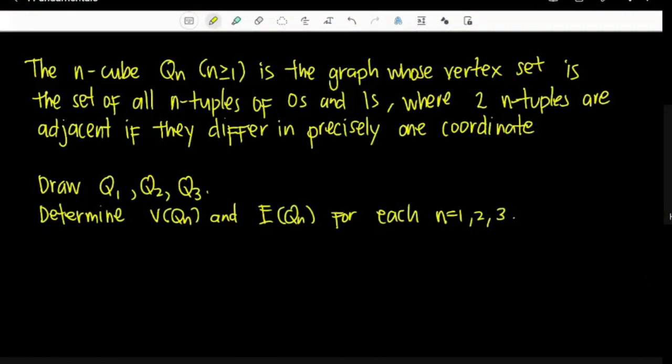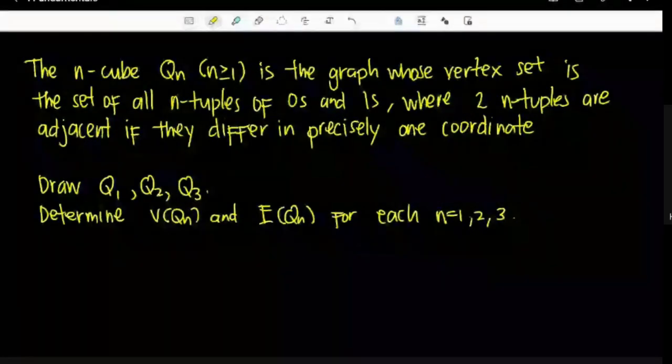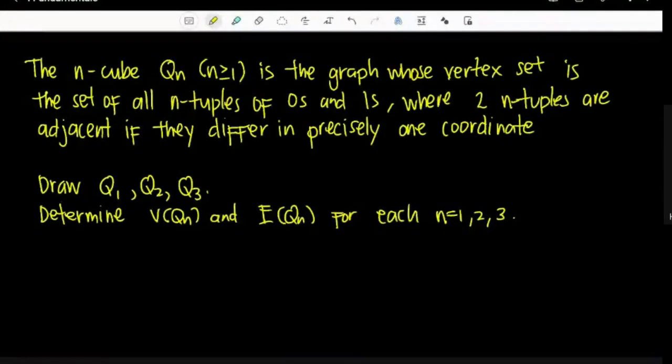An n cube. This is a very interesting graph. What is an n cube? Denoted by Q sub n. An n cube is a graph whose vertex set is the set of all n tuples of zeros and 1, where two n tuples are adjacent if they differ in precisely one coordinate. Okay. So, we're talking of n tuples. What are n tuples? Like this: X, Y, Z. That's 3 tuples. Or in a nicer representation, X1, X2, up to Xn. So that's an n tuple.